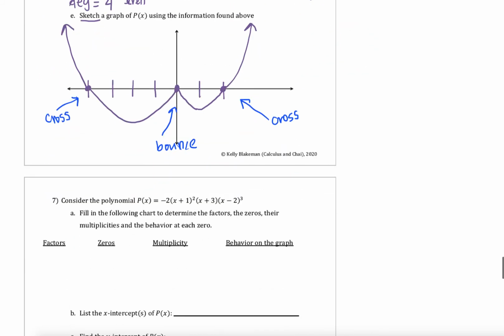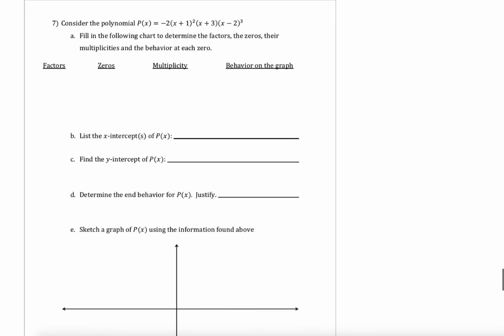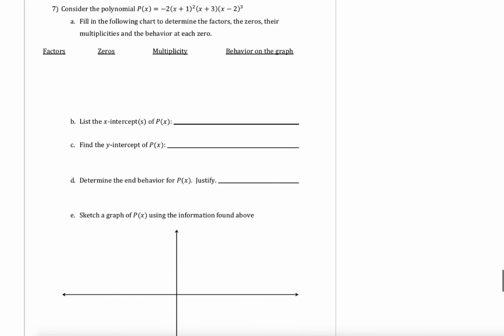Let's look at another example. So in example 7, we have the polynomial p of x equals -2 times (x plus 1) squared times (x plus 3) times (x minus 2) cubed. Now the nice thing about example 7 is we're already in factored form. So p of x is already in factored form for us, so we can jump right into part A. So we want to fill in the factors, then determine the zeros, the multiplicity, and the behavior.